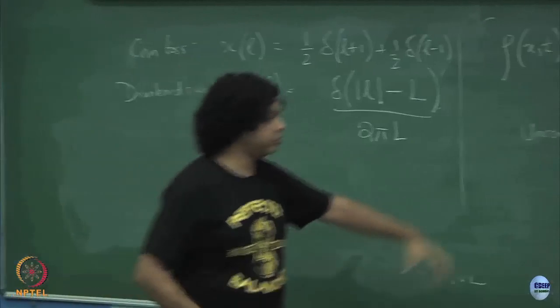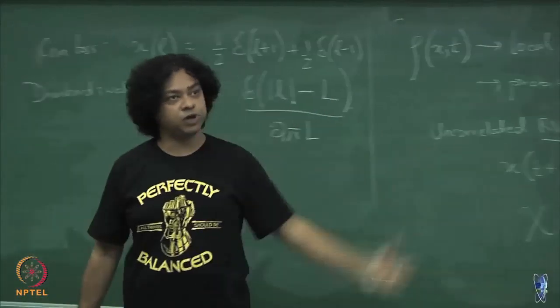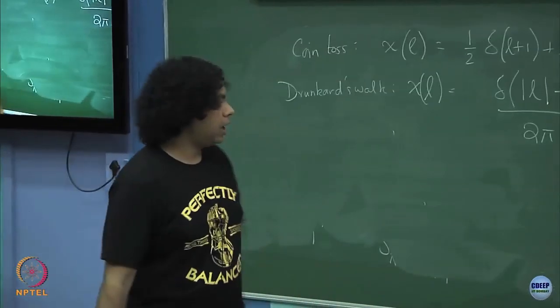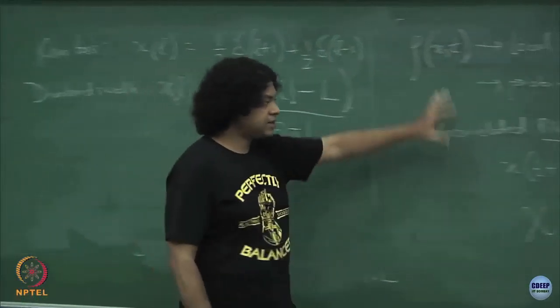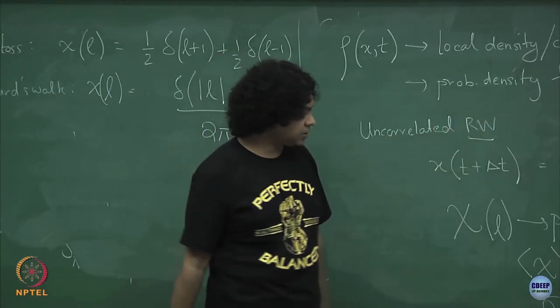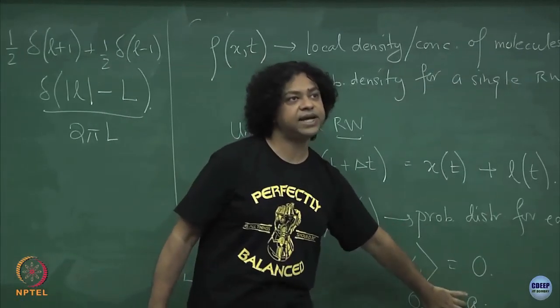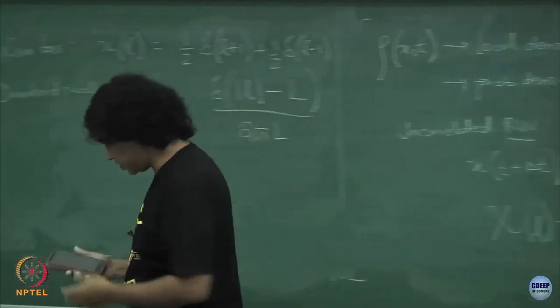So you can have any distribution depending on what is the microscopic process that you're trying to model. Each process would have a different chi of L. I do not care. This description is valid for any microscopic process as long as the mean is 0 and the standard deviation is some value, which let me call A.